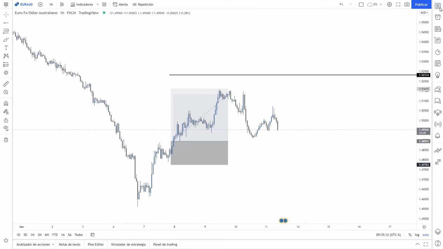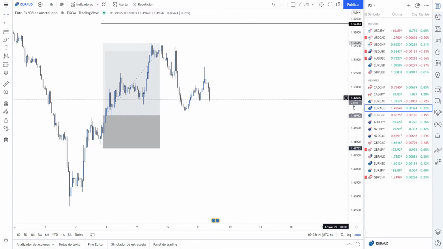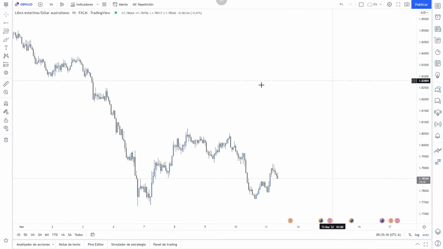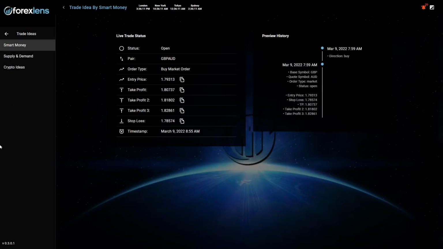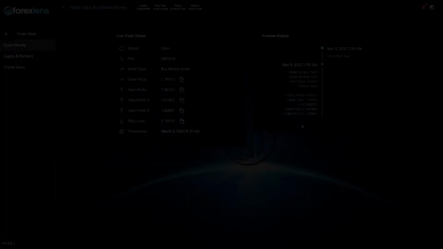So basically it's the same thing. It was the same scenario with our Pound Australian dollar. Same thing, but let me show you the details. As you can see, this is our buy market order with Pound Australian dollar. This is our entry price, take profit, and stop loss. And this is how it went.